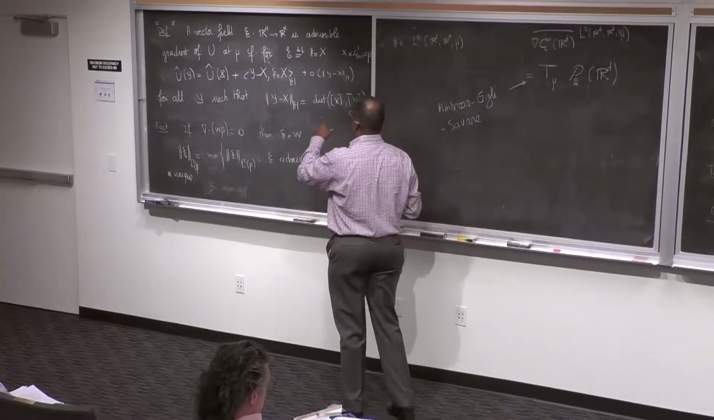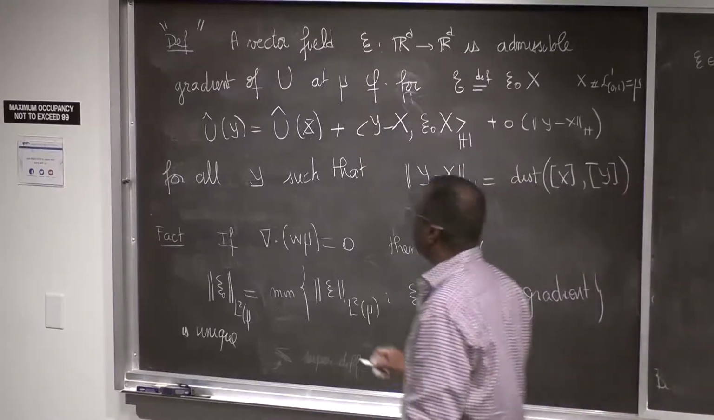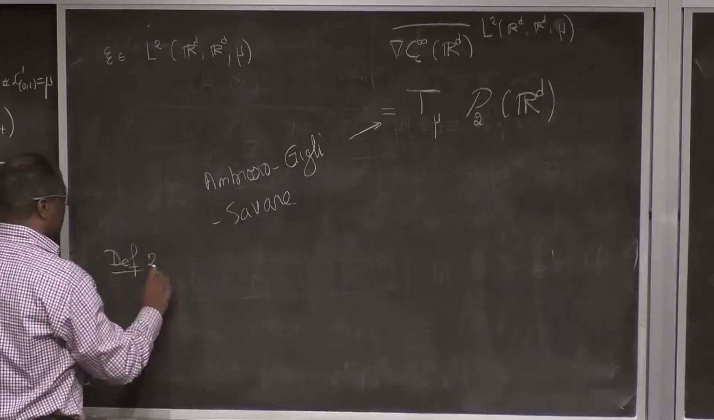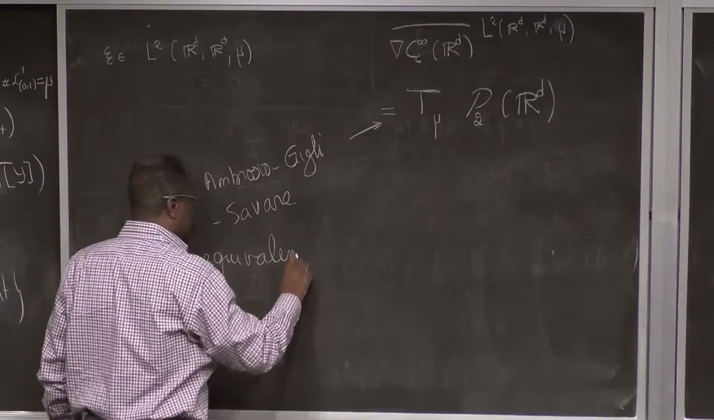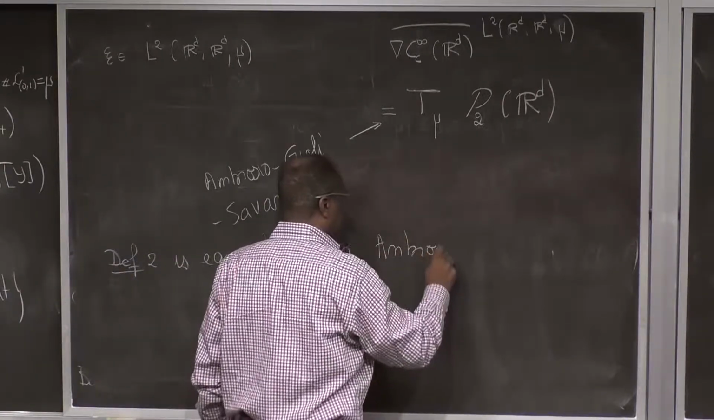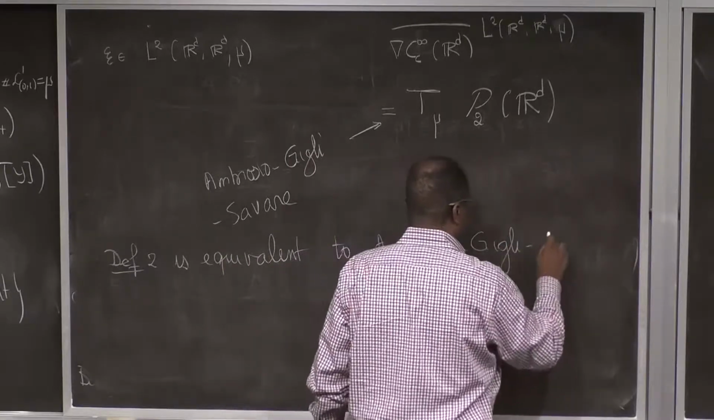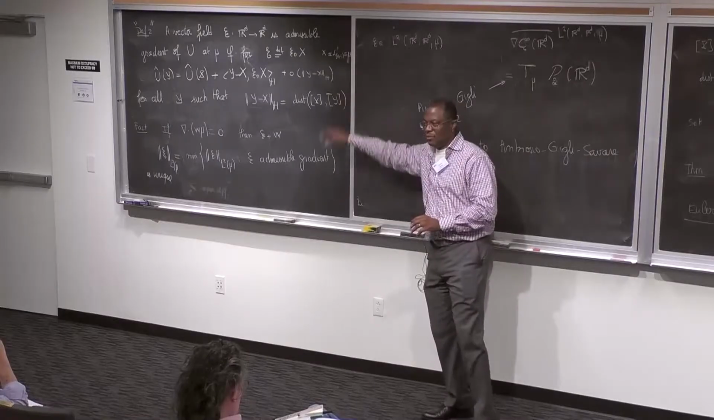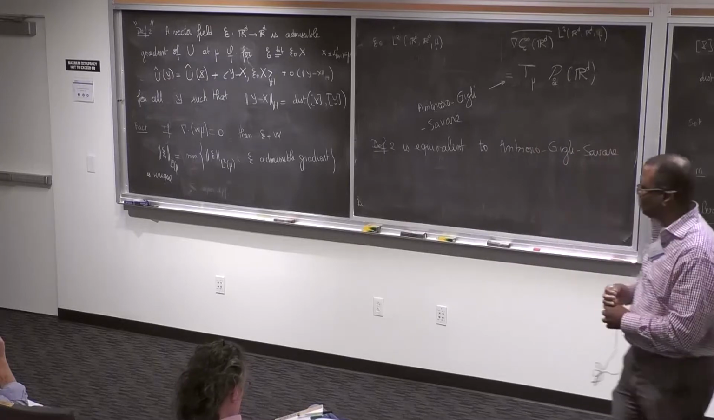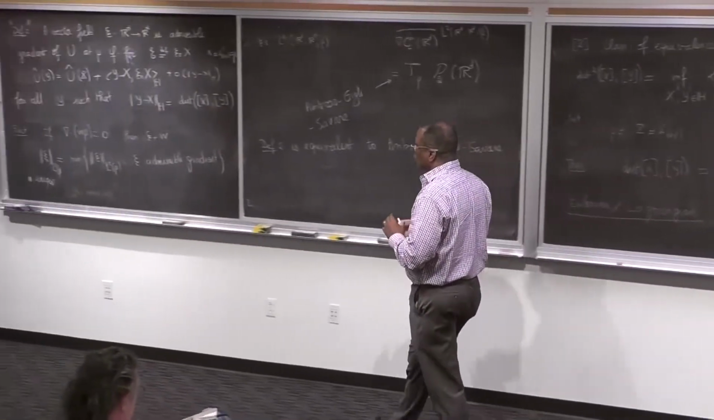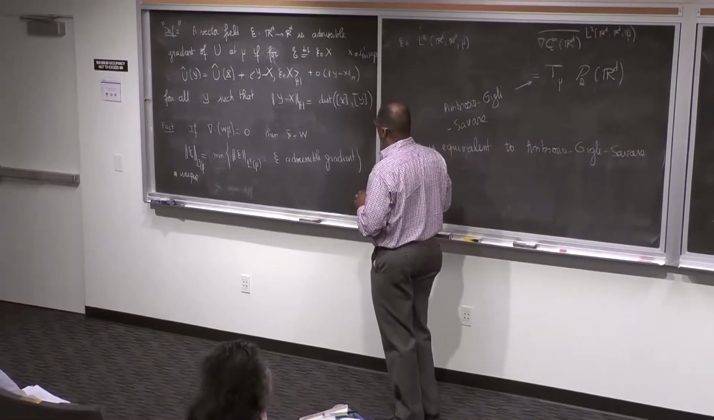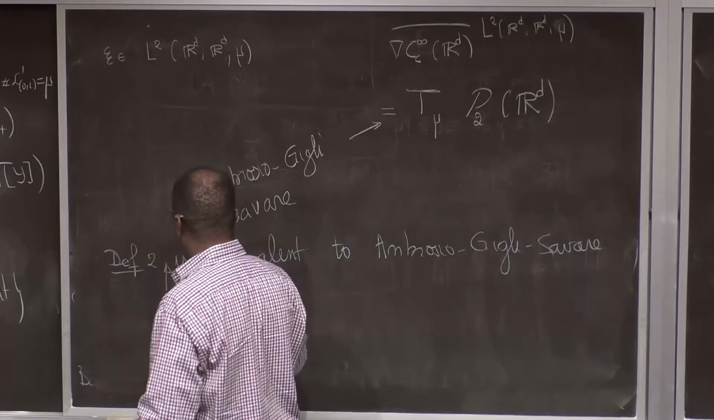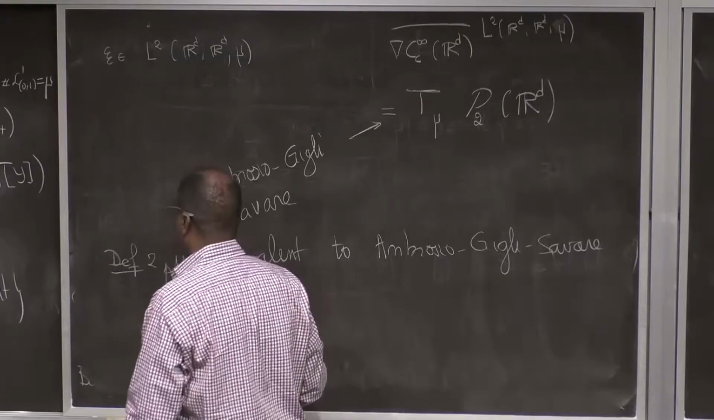So one can show that this definition, call this definition 2, is equivalent to the Ambrosio, Gigli, and Savary definition. And if you don't know the Ambrosio, Gigli, and Savary definition, take this as the definition of Ambrosio, Gigli, and Savary. Okay, so in fact, this is a theorem which is due to myself and Tudorescu in 2019.